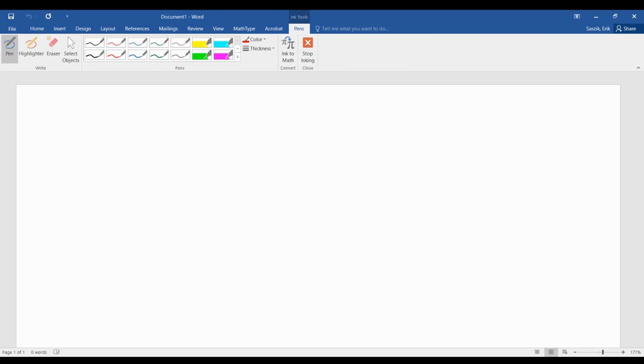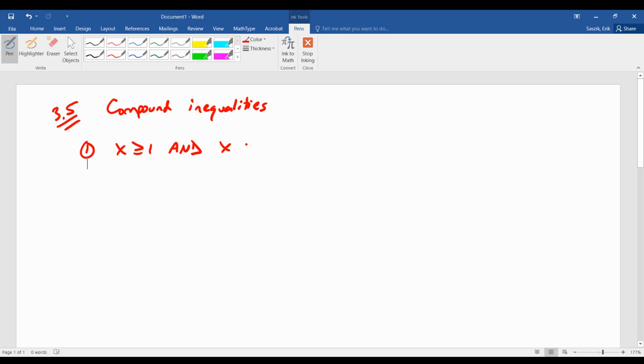Okay, I'm going to do a video on section 3.5. Okay, this is on compound inequalities. And here in the beginning of the video, I'm just going to focus on the graphing aspect. Okay, so I'm going to do some different ones. x is greater than or equal to 1 and x is less than or equal to 3.